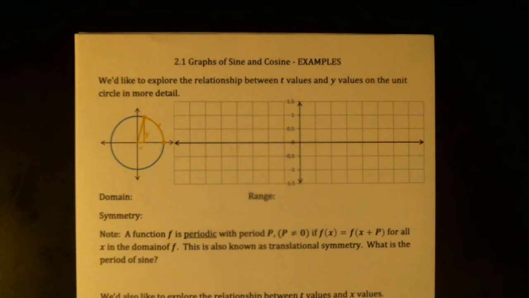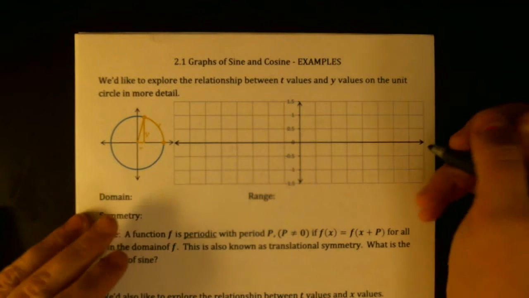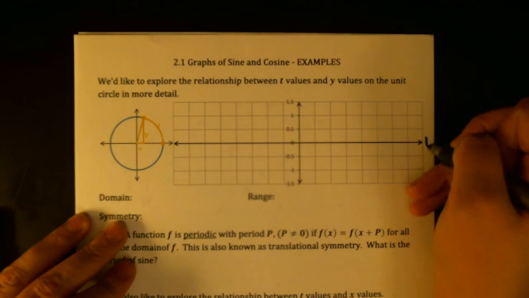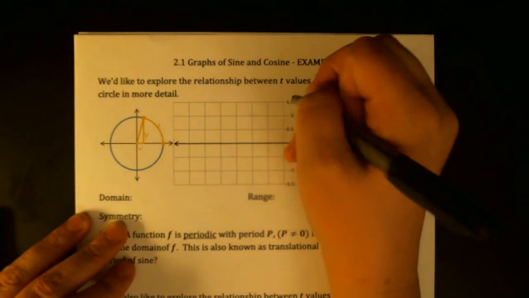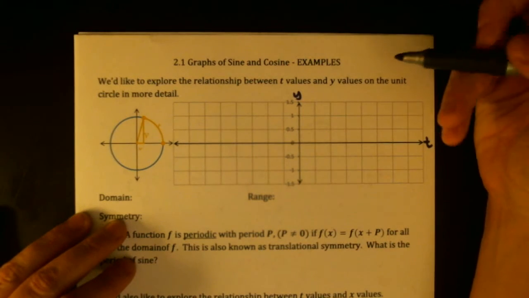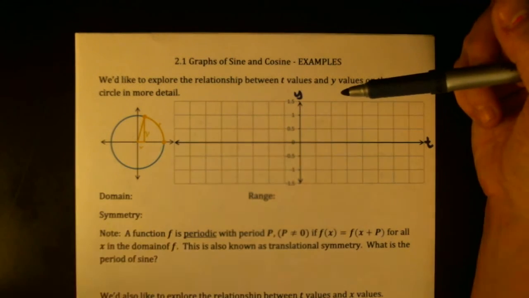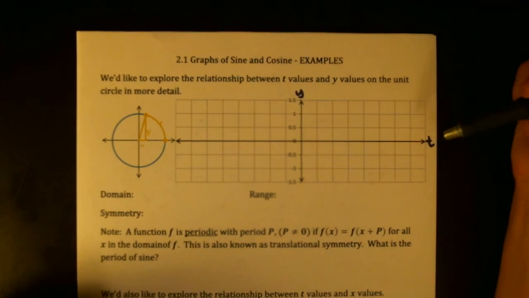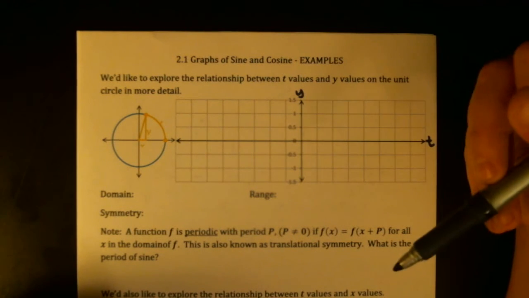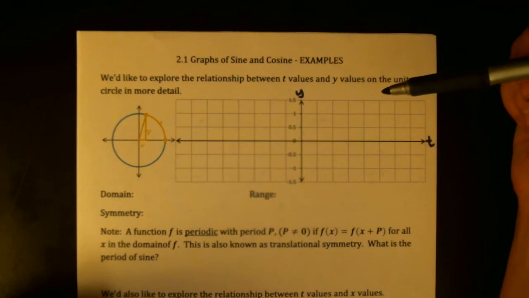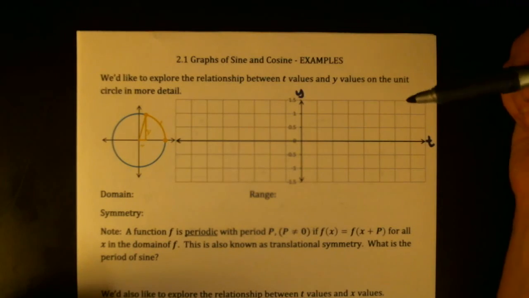Hi all, in this video we're going to try and look at the graphs of sine and cosine separately. We do know that sine and cosine are related to the unit circle and that's how we get their values, but we want to get a little bit of tunnel vision here and say, okay, well the sine function inputs t's and outputs y's, and can we look at that relationship, sort of step back from the circle and just look at what happens to y as t increases or decreases, and then for cosine, what happens to x as t increases or decreases.